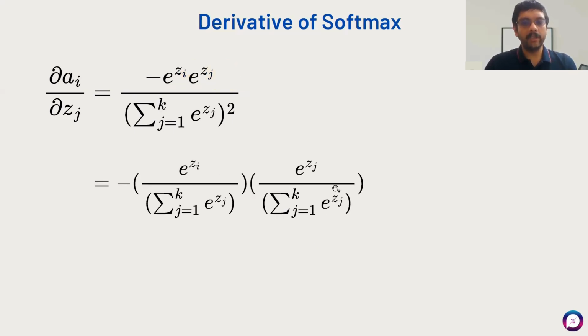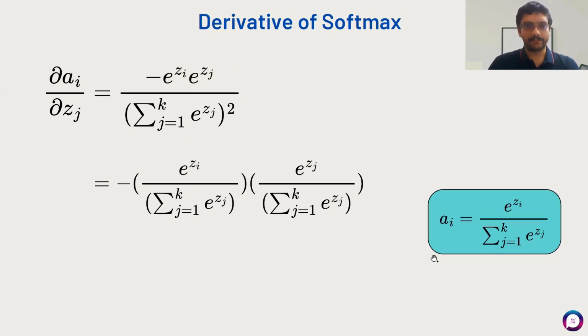What are we going to do? We're going to break it into two parts again, but this time it's a multiplication. We have the negative sign out. So e to the power of zi by this denominator term is basically the softmax of zi, and e to the power of zj by this denominator term is the softmax of zj, right? Again, we know how this works. And so aj is e to the power of zj by the sum over j equal to 1 to k of e to the power of zj. So what we get is minus ai aj.